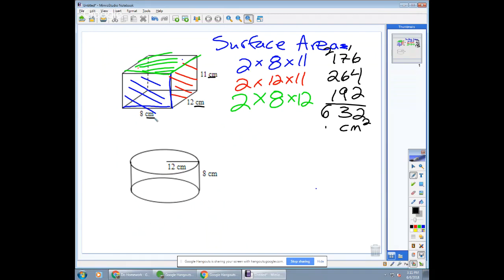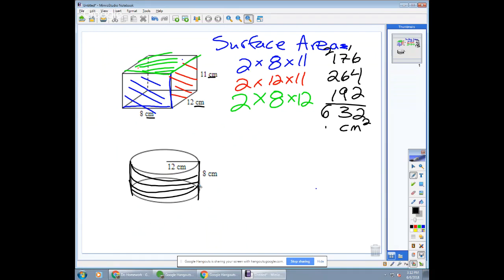Yeah. So the next one, we just have to remember the area of a circle, and then figure out what's going on around the edge of this thing. And what happens when you unwrap the label of a can? What do you get? A rectangle. You get a rectangle, right?